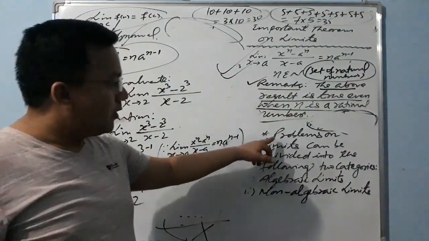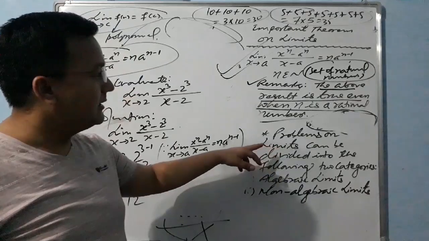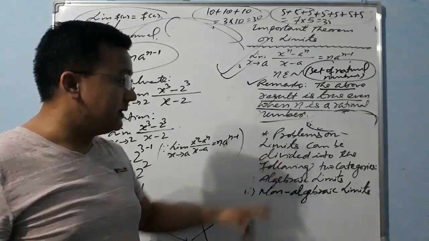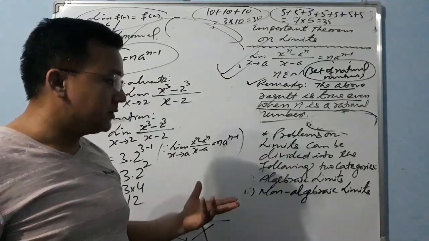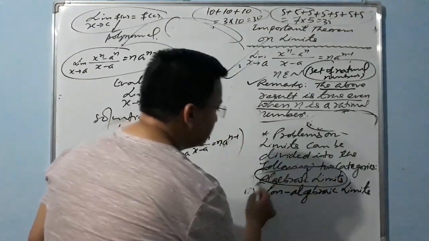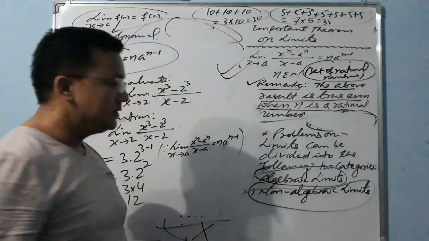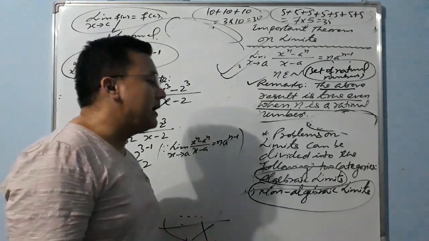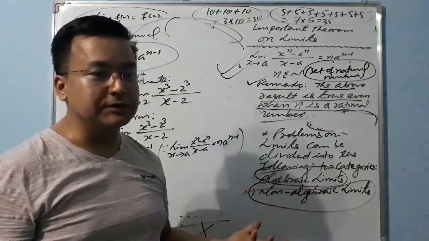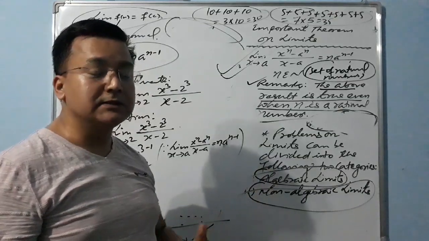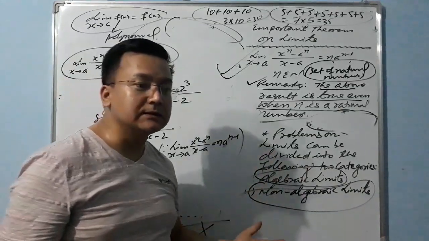Then, I have written one more line here: problems on limits can be divided into the following two categories. I have written the categories: algebraic limits and non-algebraic limits. Algebraic limits you understood. If you are finding limits of algebraic functions, it is called algebraic limits, because these are problems based on algebraic limits.